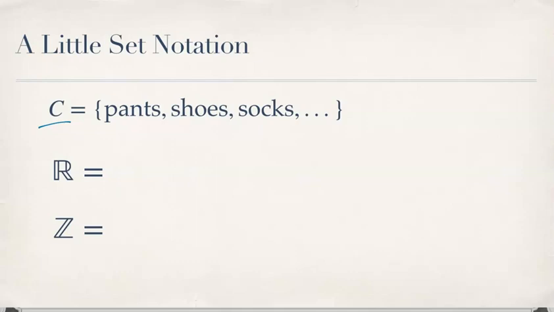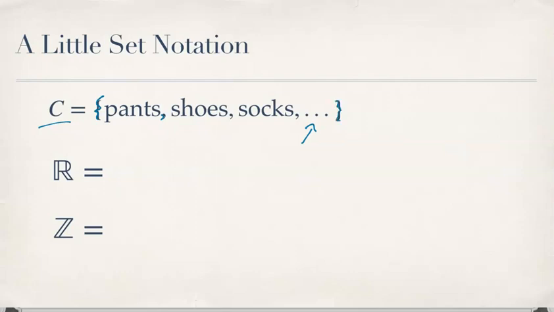And in that set, which begins with a curly brace, I would list the elements of that set. Pants are clothes, so that would go in set C. Shoes are clothes, that would go in set C. These elements are separated by commas. And if the set goes on and on, usually this means it is infinite, then you would put an ellipsis there, meaning that there are more elements in that set that you're just not listing. And then you would close it with another curly brace.